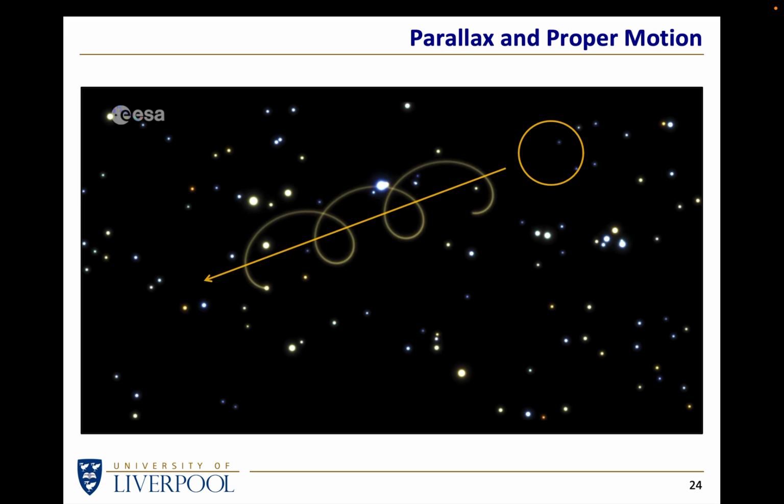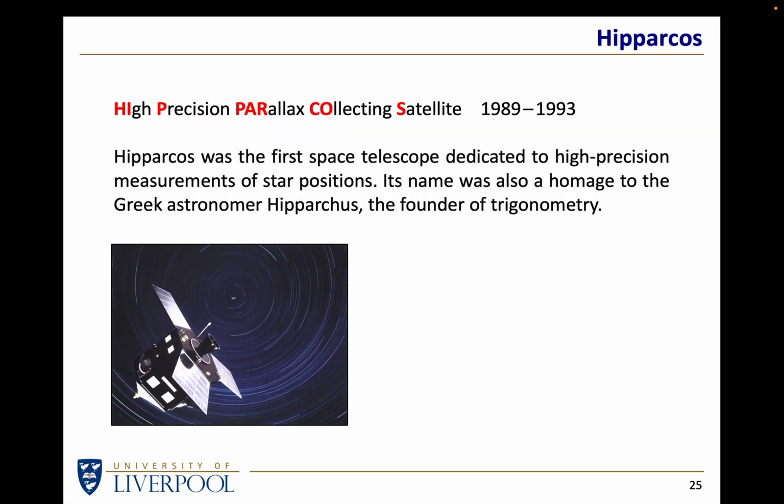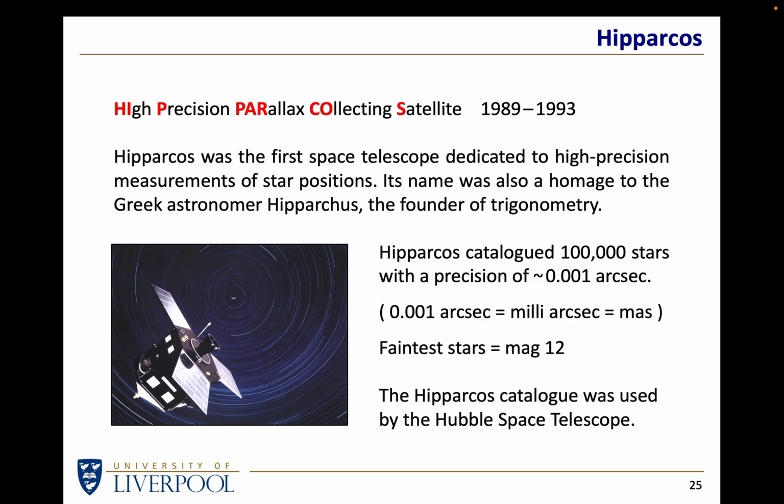That's quite an ask. The first satellite that tried to do that was Hipparcos back in the 1990s, late 80s, early 90s. Hipparcos, named effectively as a homage to the Greek astronomer Hipparchus. You can see the acronym at the top there, which is a sort of a reverse acronym to make it sound really cool. What Hipparcos did was catalogue the positions of 100,000 stars.